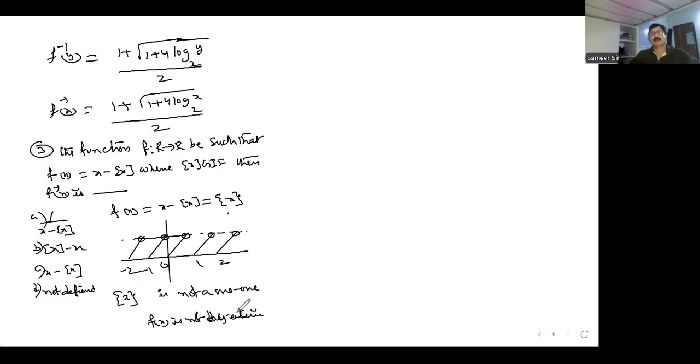Okay, not bijective. Not bijective means what? Not defined. Inverse does not exist. So here the option given is not defined, so that's why I selected it like this. After this one, we'll discuss even and odd functions.